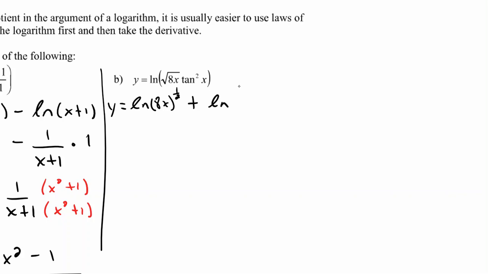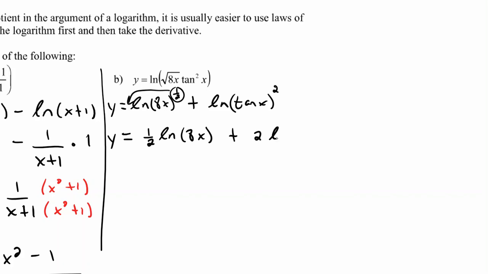So this would be the natural log of tan x, and again I'm going to write it like this, tan x squared. And the reason why I did that is because now we can do some more log laws. Let's actually bring the exponents down, right? So this would be y is equal to, and I get to just bring that one down front, right? That's just 1/2 times the natural log of 8x. And then this would be 2 times the natural log of tan.